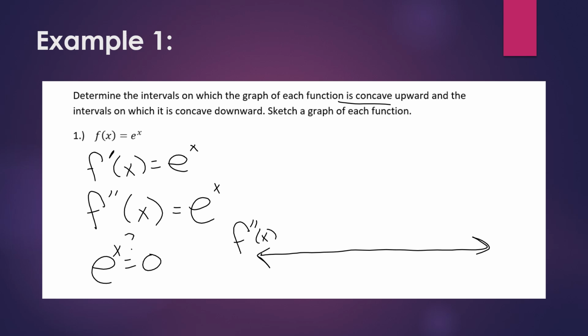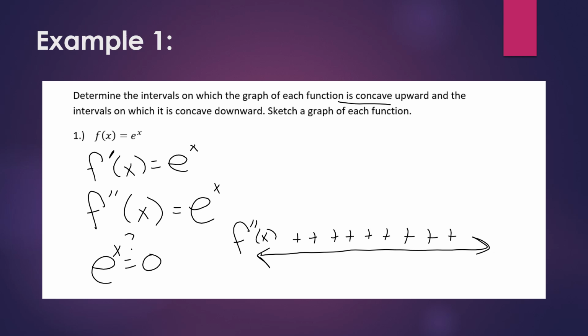And the answer is no. There are no critical values here. e to the x is never 0. So we're either going to be concave up the whole time or concave down the whole time. So let's plug in any test value. Let's plug in 1. e to the 1 is e, which is 2.7 and so on. That's a positive number, meaning we are concave up on this whole interval.